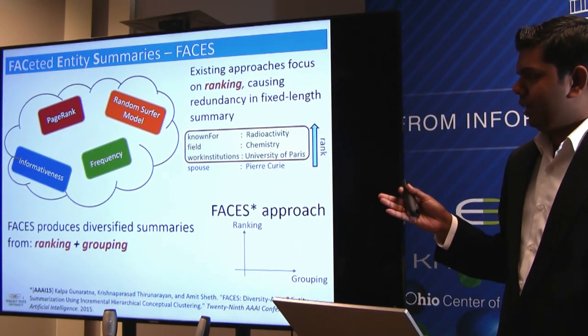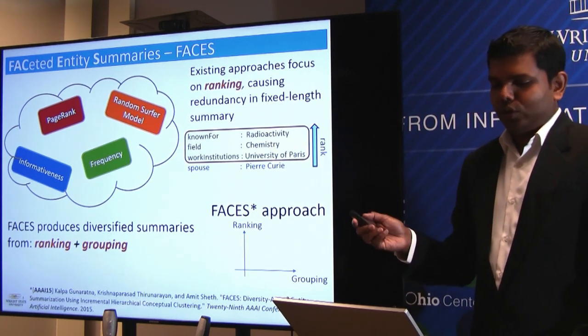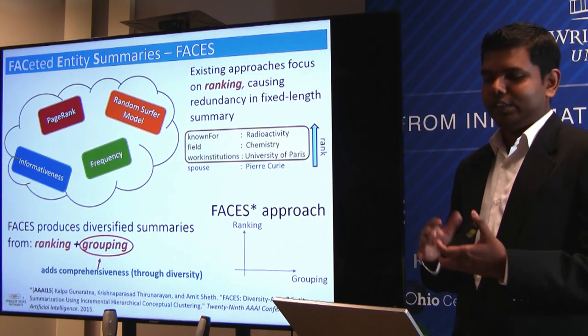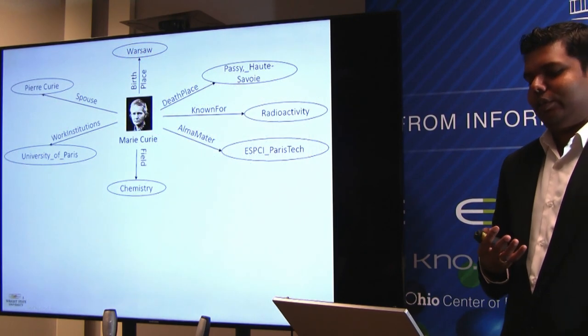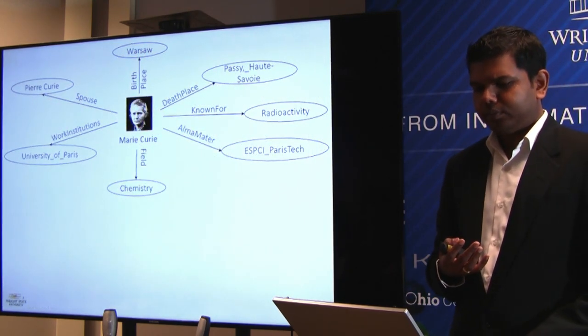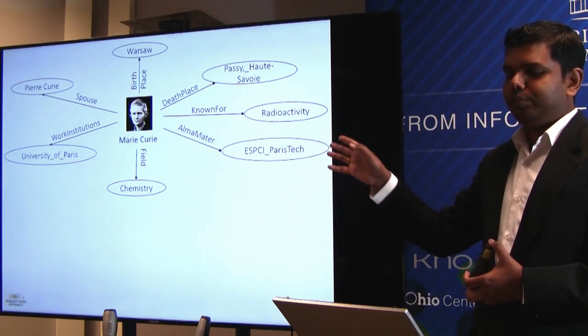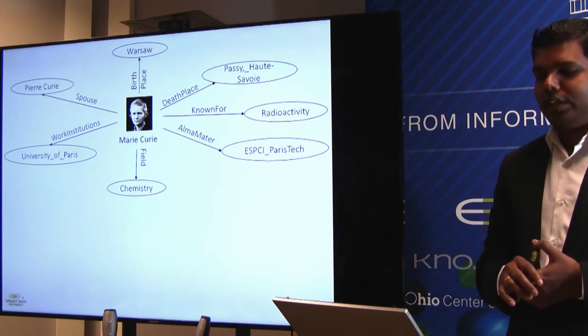So this work is published in AAAI 2015. So by grouping, we achieve diversity. That is our goal here. So let's look at an example and then try to understand what we are doing here. So take the example Marie Curie. So this subset of facts we take from the DBpedia knowledge graph.